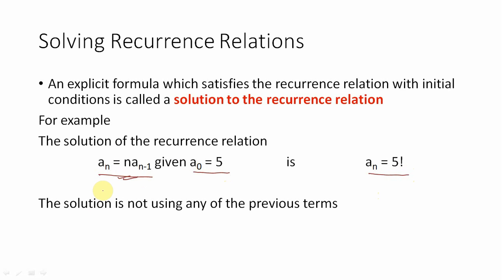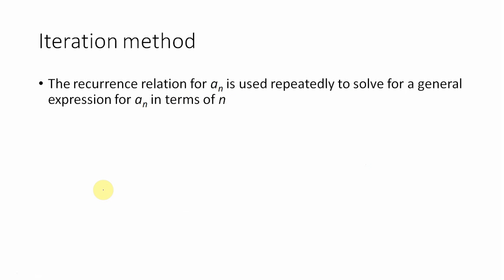So again, the most important point is the solution is not using any of the previous terms. We will solve this particular recurrence relation in the subsequent slides. Now there are three methods of solving a recurrence relation as I mentioned earlier. The first method is called the iterative method or the iteration method.